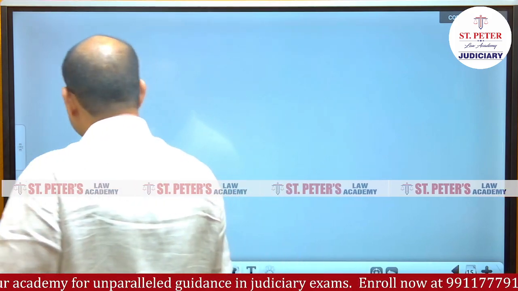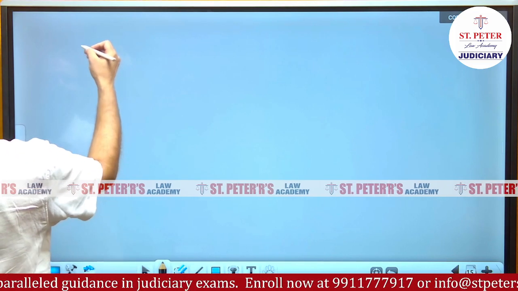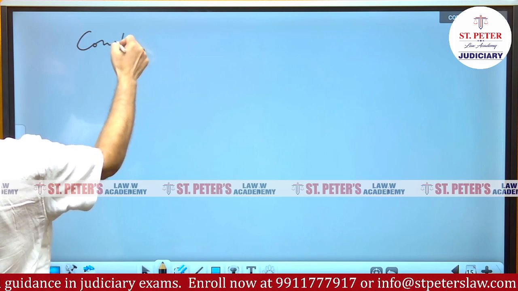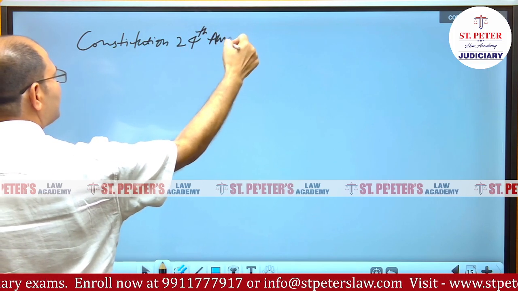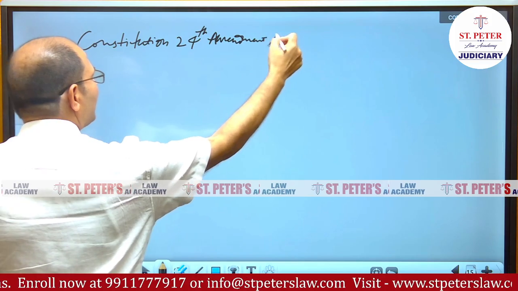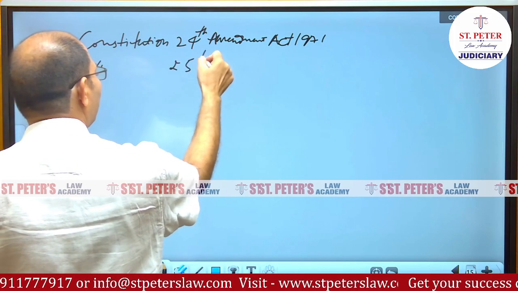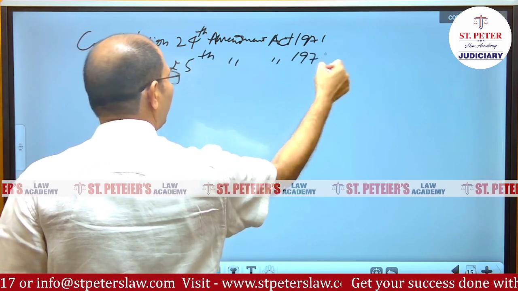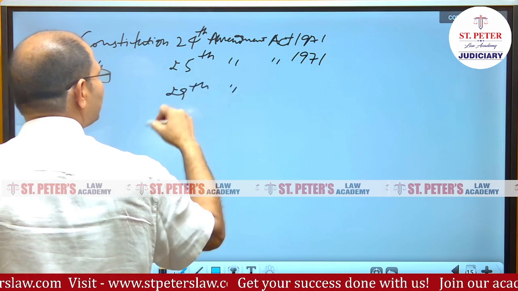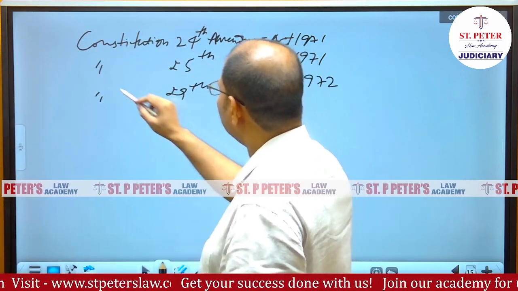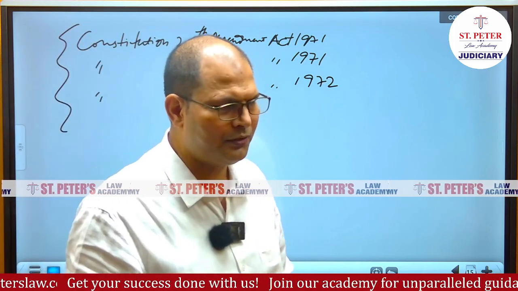Parliament responded at the initiative of the Prime Minister. Parliament responded and constitution amendments were enacted. Constitution 24th Amendment Act 1971, Constitution 25th Amendment Act 1971, and Constitution 29th Amendment Act 1972, because these three constitution amendments are what we have to concern ourselves with in order to appreciate the basic structure doctrine.